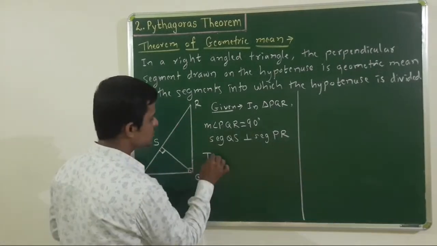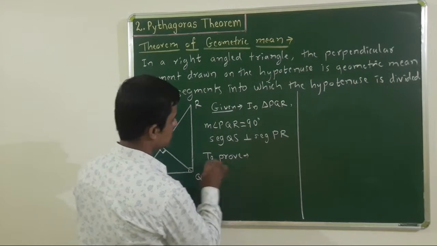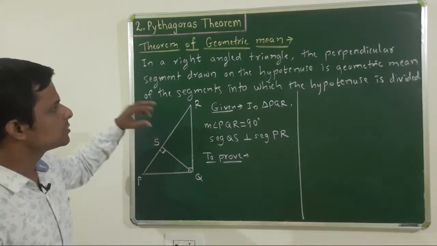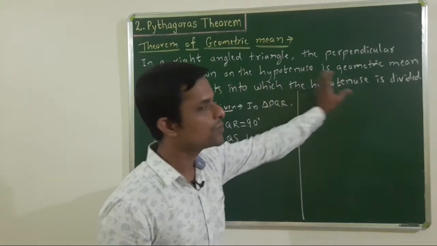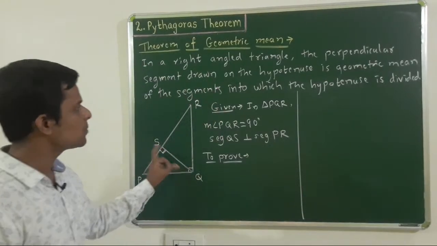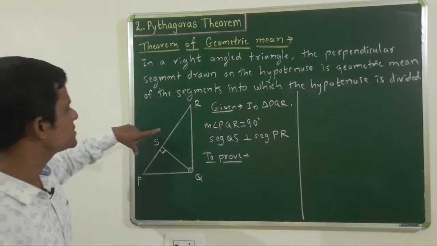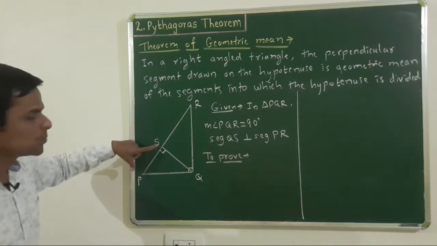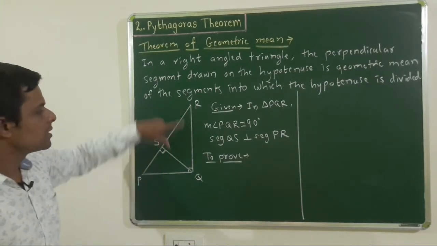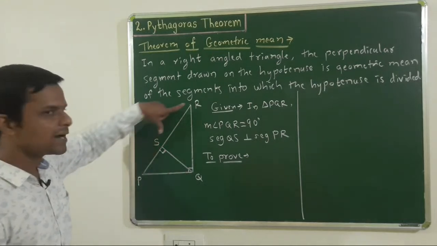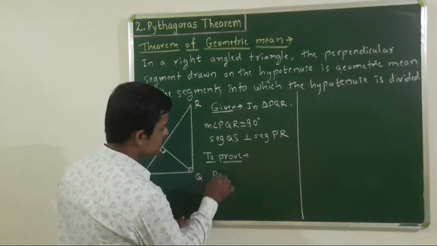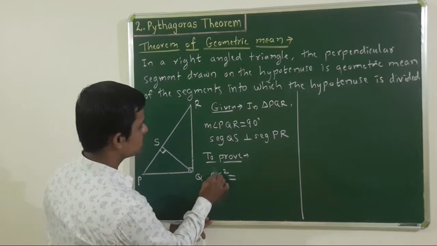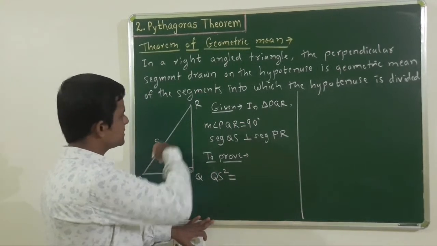This is given, and what is to prove? The perpendicular segment is the geometric mean of the parts or the segments into which that hypotenuse is divided. It means QS is the geometric mean of the parts into which the hypotenuse is divided. Because of this perpendicular segment, the hypotenuse PR is divided into two parts, that is PS and SR. It means QS is the geometric mean of PS and SR, that is, QS square is equal to PS into SR.